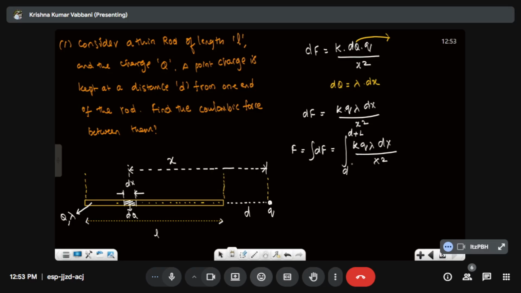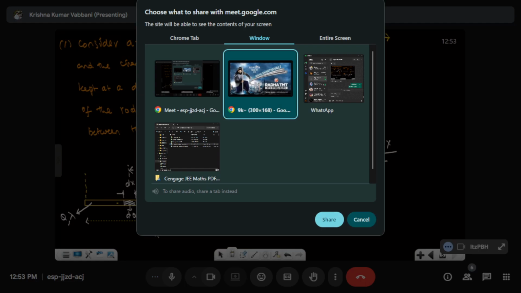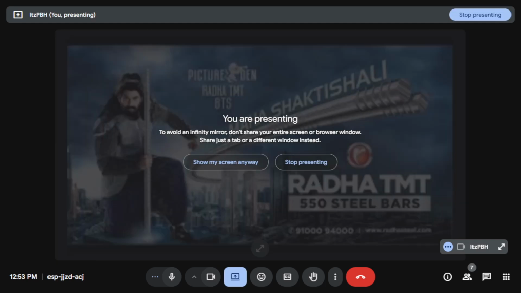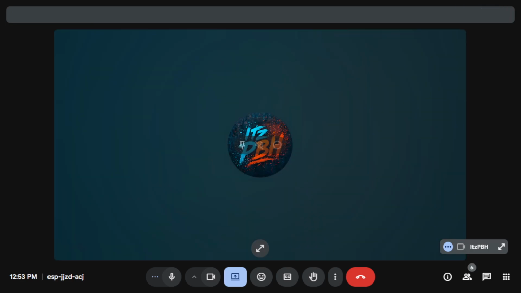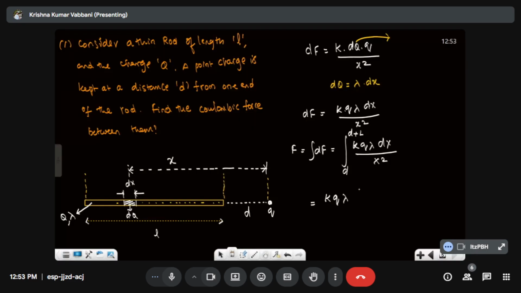These are my limits. There is another way of taking the limits. You try that method also. I will give you a hint. If you need, you try that method. Now let's take k is constant, q is constant, lambda is constant, and what I will get is the integral from d to d plus L of 1 over x square into dx. You know how to integrate this.